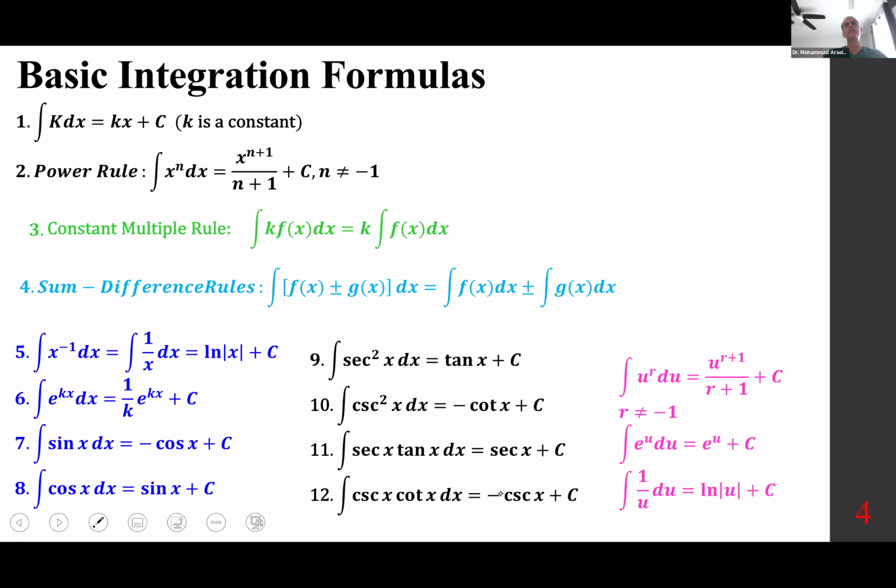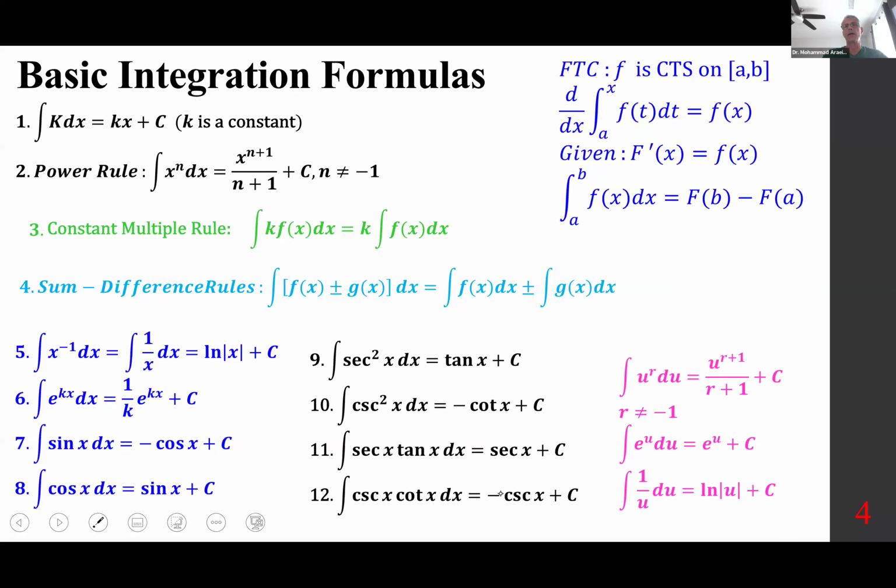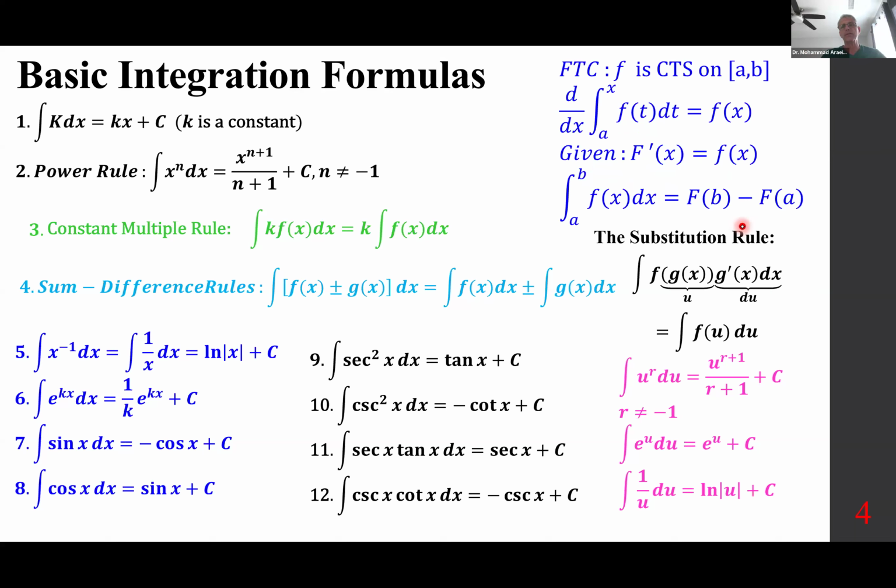Integration basically is the reverse process. That's all there is to it. Fundamental theorem of calculus, there are two parts. The derivative of the integral is the function itself, and the integral from a to b of f of x dx is capital F of b minus capital F of a. And this is the definite integral, which represents a number, which represents the difference of areas in general. If it's positive, it's the area under the curve. Otherwise, it could be the difference of areas.